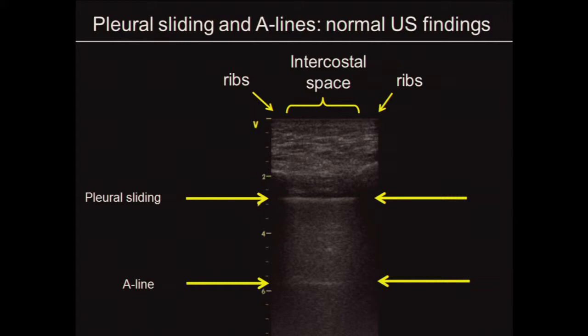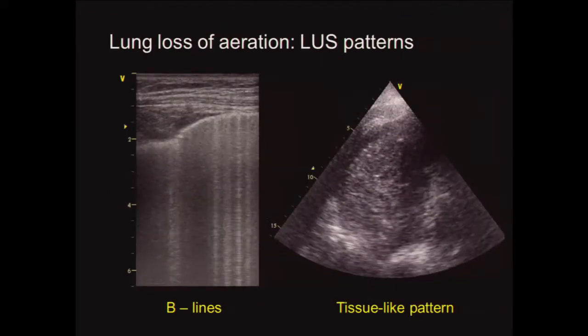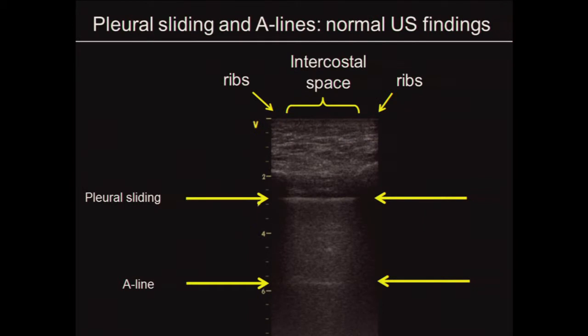Between two ribs and their shadow, you can see the intercostal space, and below a sliding pleural line, and one or more A lines that are horizontal artifacts, hyperechoic artifacts, parallel to pleural line due to reverberation.